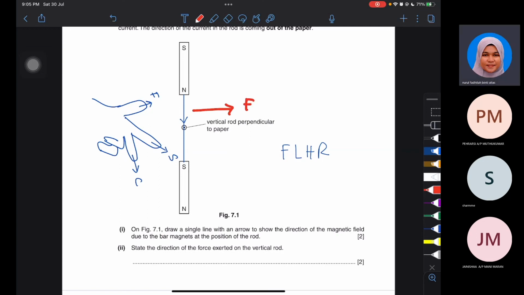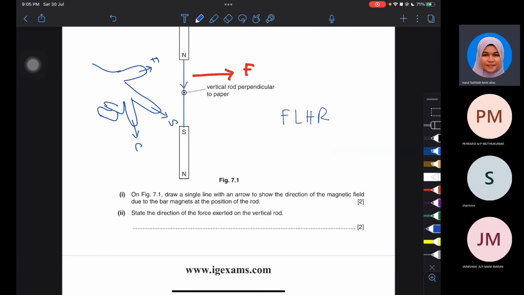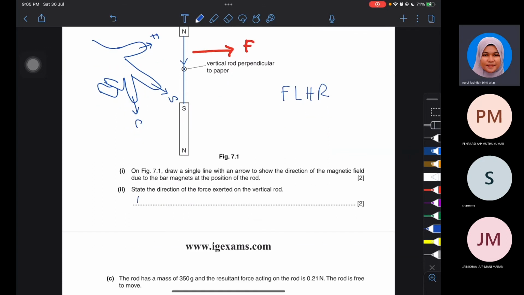Okay, tapi dia nak jawapan dia suruh state the direction. Jadi jawapan awak you tulislah. Direction dia adalah to the right. To the right. Dia tak suruh explain.